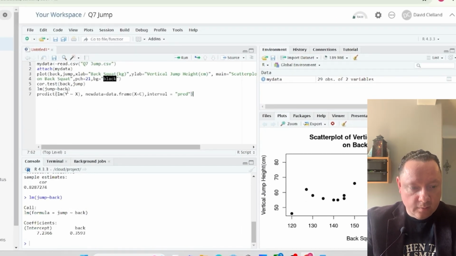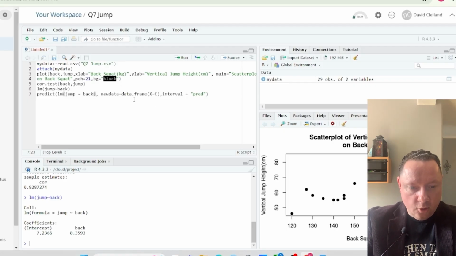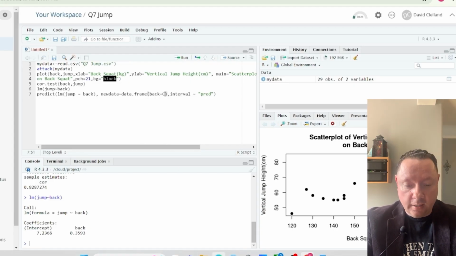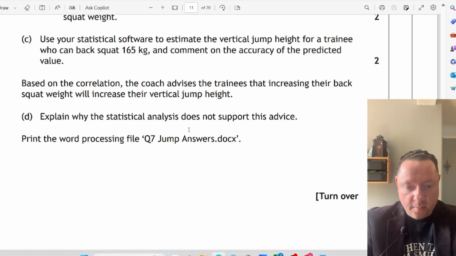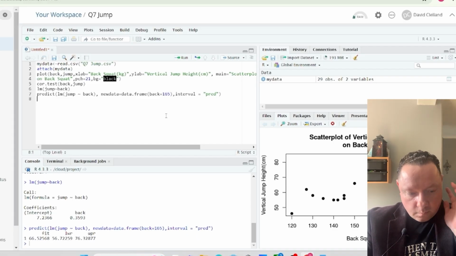Again, back up here, change all of these variables. So jump, back, new data equals data.frame x, which is back, equals c. Now what's c? C is the number that we want for us in the question, which was 165, I believe. Yes, it was. So we change the letter c to 165. And control enter again. And we get three answers.